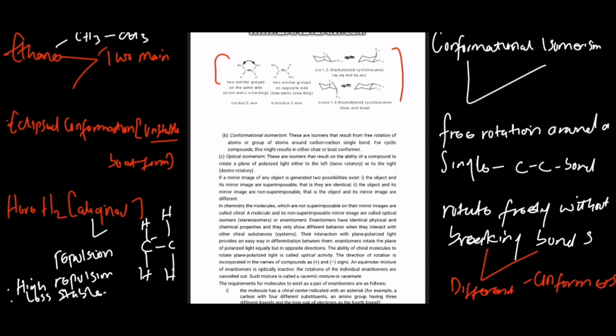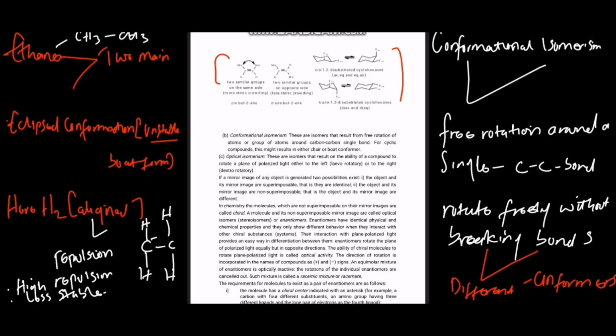There is high chance of repulsion, and also they are less stable. Let's get it right. Now, if you look at ethane in the staggered conformation, when it rotates in the staggered formation, it forms a chair. But if you look at it in the eclipsed conformation, it forms a boat form.